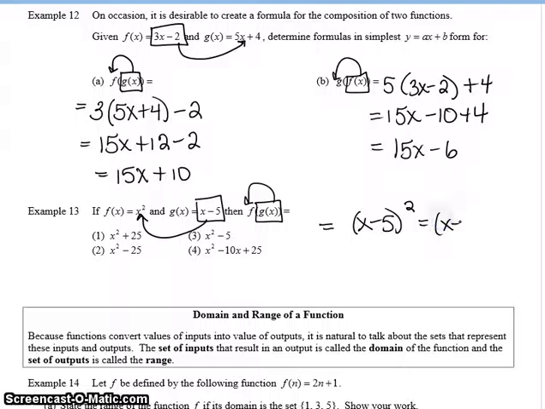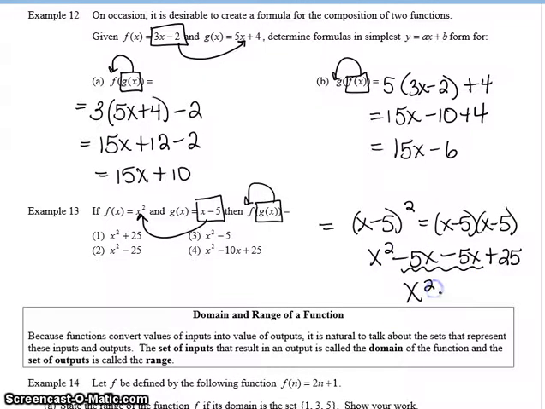So for me, it's much easier to look at that written out as the product of two binomials, and then you're going to either FOIL or box. So my first term is x squared, my outer minus 5x, my inner minus 5x, and my last, don't forget, negative times negative is positive. Combine like terms, and I'm left with x squared minus 10x plus 25, which is going to be choice 4.